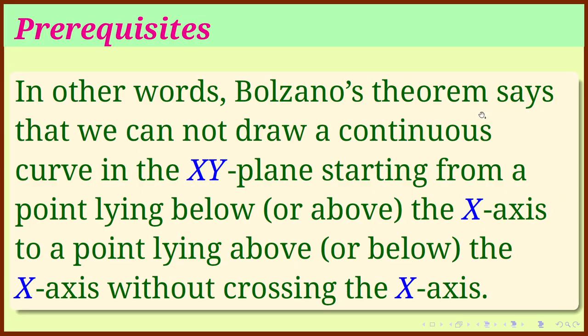In other words, Bolzano's theorem says that we cannot draw a continuous curve in the xy plane starting from a point lying below or above the x-axis to a point lying above or below the x-axis without crossing the x-axis. That means we cannot jump over the x-axis. We have to cross the x-axis if we want to reach from a point lying below the x-axis to a point lying above the x-axis. Okay.